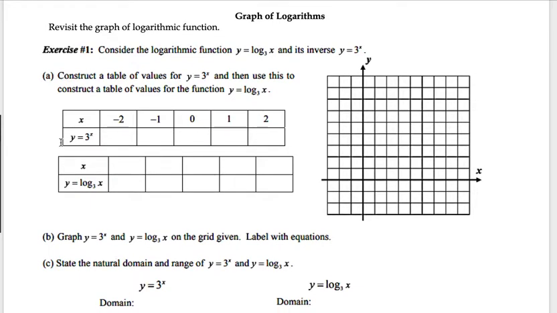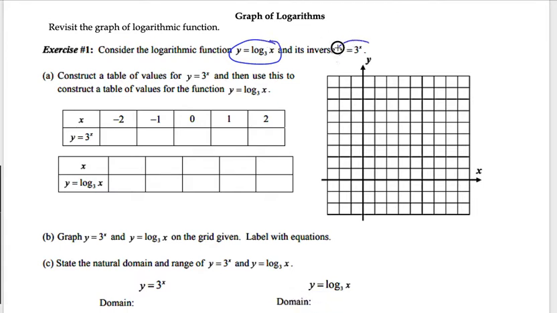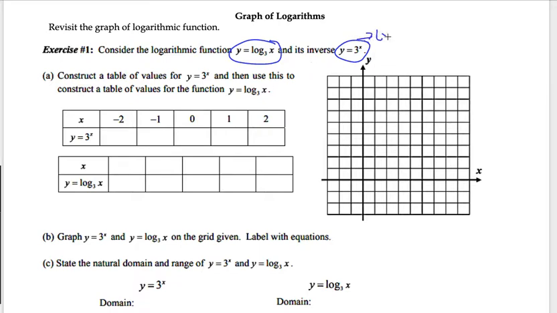As you can see here, we are going to graph two things. We are going to focus on log base 3 of x, and we are going to graph y equal to 3 to the x power. And we both know that this is exponential, and this is, of course, logarithmic.